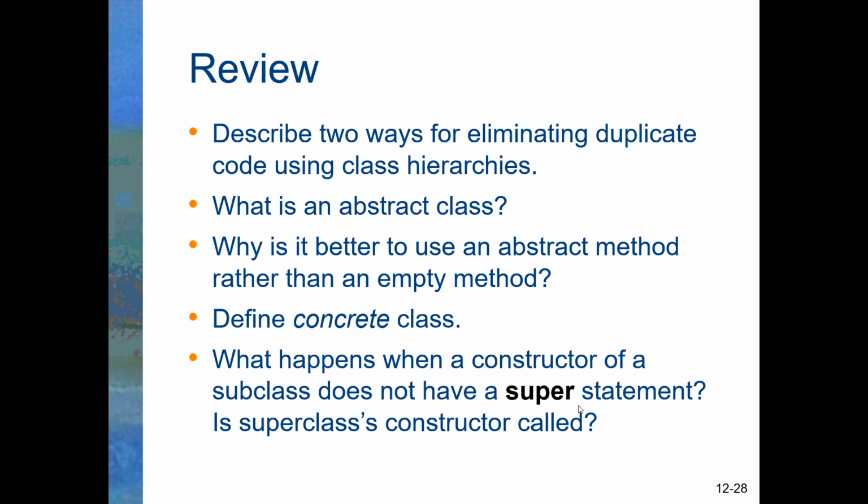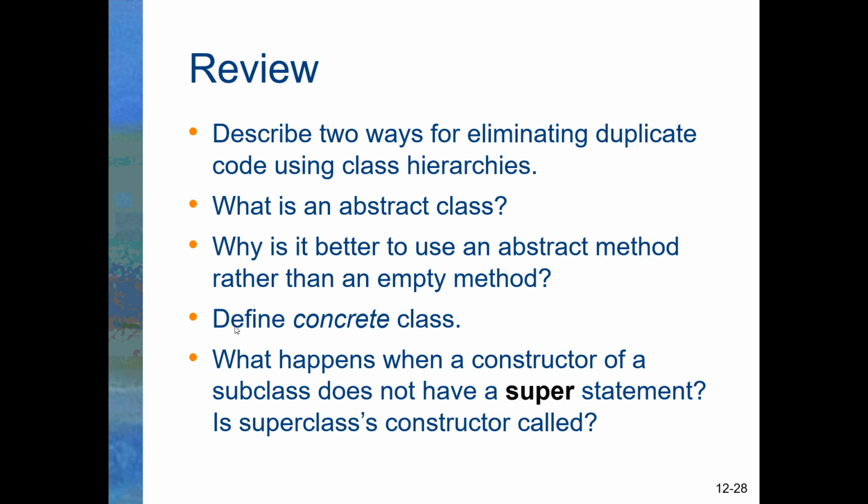All right, so now review. And this is actually where you guys have some work. I'm going to put an assignment out there, and you're going to have to answer these questions. For number 1, describe 2 ways for eliminating duplicate code using class hierarchies. Number 2, what is an abstract class? Number 3, why is it better to use an abstract method rather than an empty method?